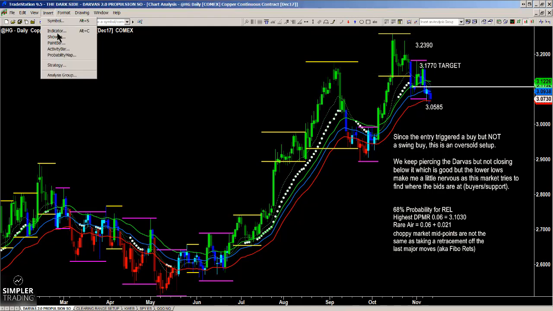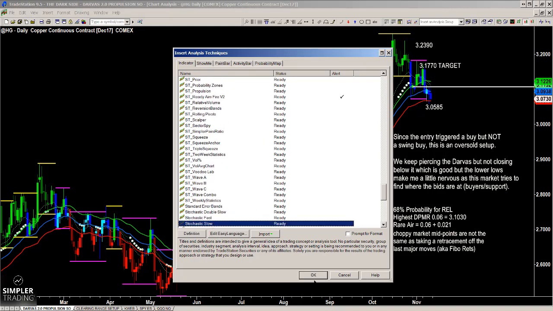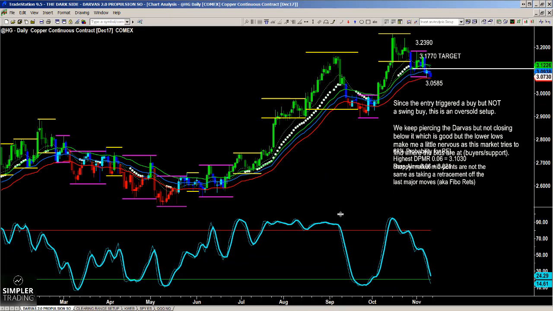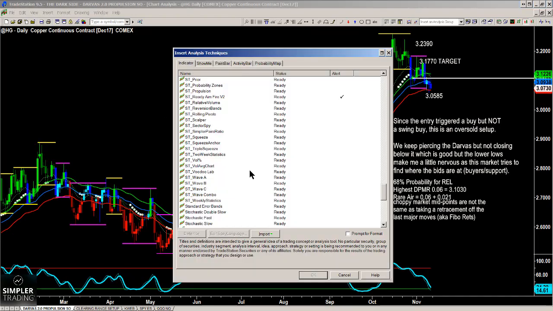The way I confirm the oversold level is I use one of two tools. The one that I've been using the longest is the slow stochastic. You can throw that in there. The one that I use now, and this is David's creation, I love this thing, it's a fantastic oscillator, is the Ready Aim Fire.